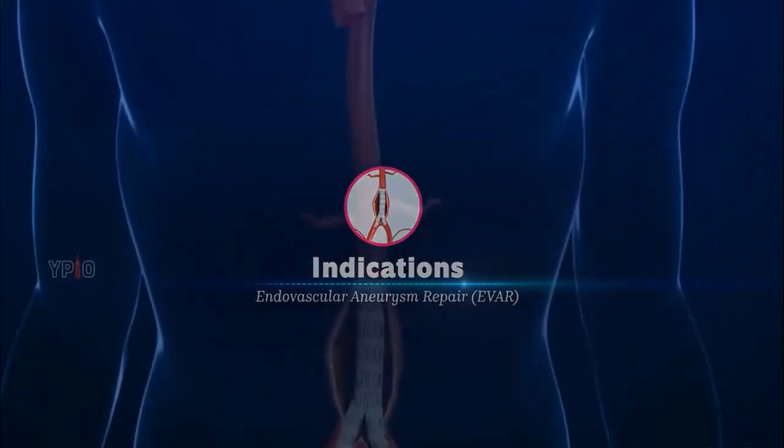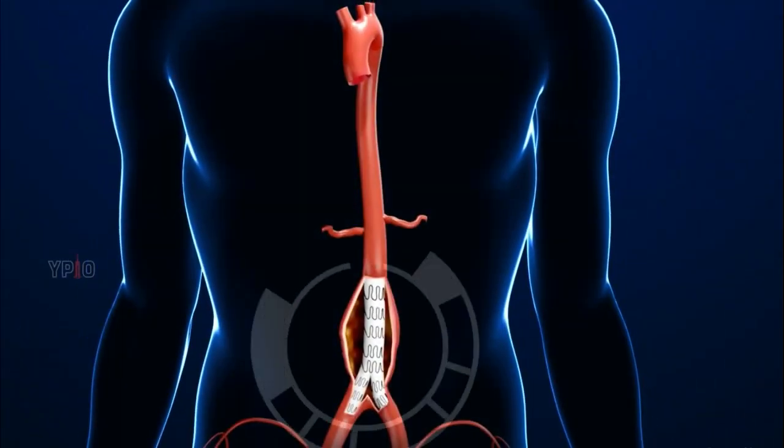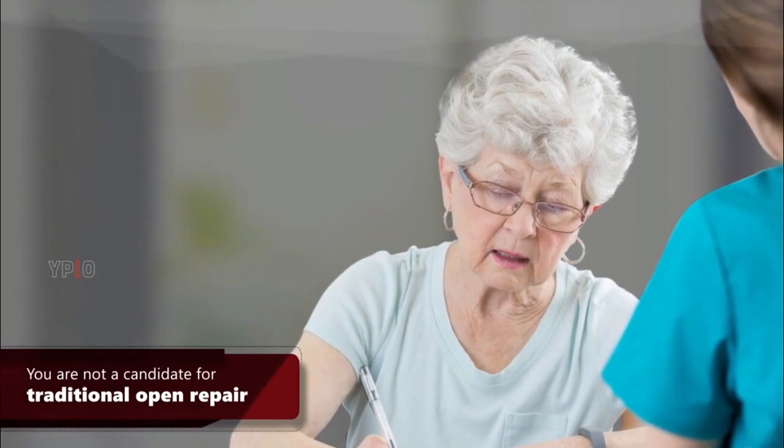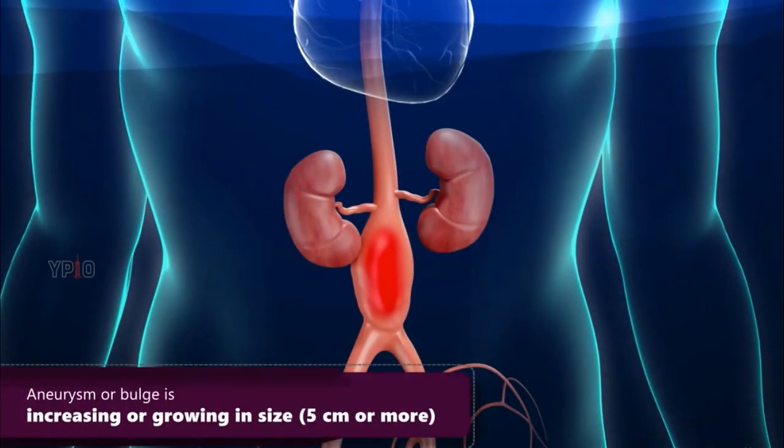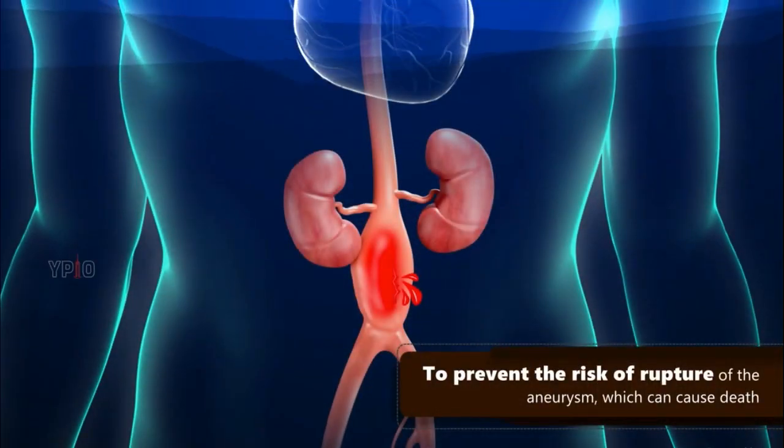Indications. Your surgeon may recommend an endovascular aneurysm repair in the following instances. You are not a candidate for traditional open repair. The aneurysm or bulge is increasing or growing in size, 5 centimeters or more, to prevent the risk of rupture of the aneurysm, which can cause death.